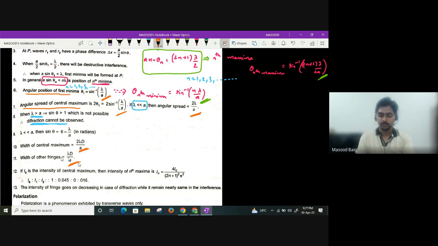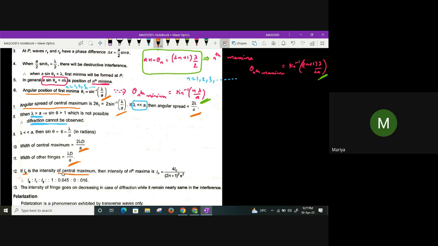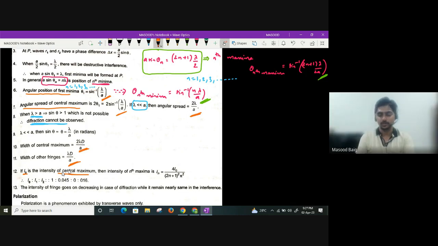And in the same manner, if I take I naught as the intensity of central maxima, what was the intensity of central maxima we took in Young's double slit experiment? 4 I naught. Here they are saying if I naught is the intensity of central maxima, then nth maxima intensity will be given as 4 I naught divided by (2n plus 1) whole square pi square. It is also very important. So as n value keeps on increasing, what will happen to intensity? It goes on decreasing. So usually in diffraction, intensity goes on decreasing. In interference, intensity will remain the same.